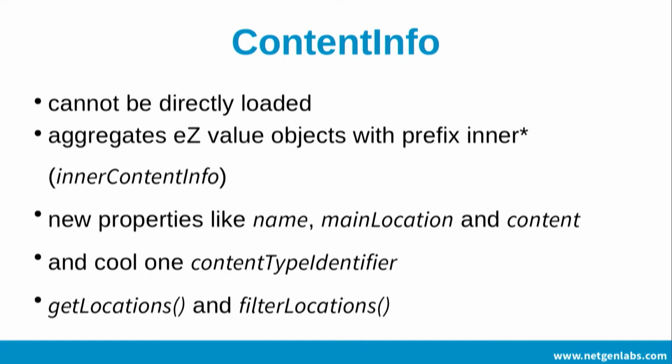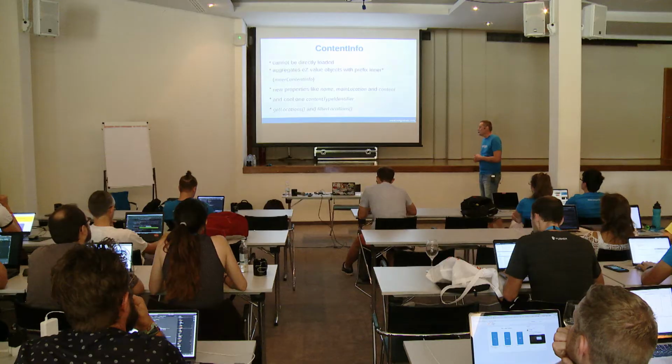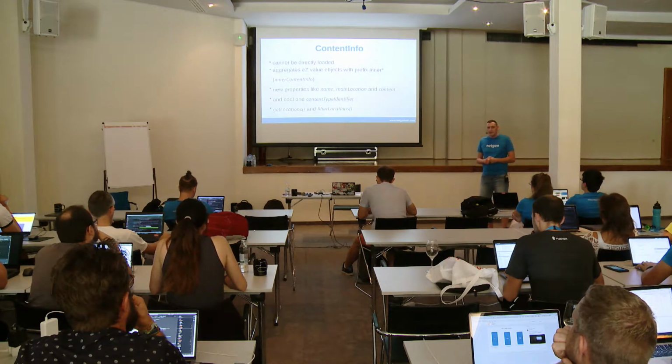Okay, we have content info. Content info is somehow like a proxy object, because you cannot get it directly loaded. There is no method in the filter service, load service, and find service that directly loads the content info, because there is no need for it, because we have the lazy loaded content object. Also, content info has an eZ value object inside, prefixed with innerContentInfo. You also have properties the same as on content, like name, main location, and content, of course, to get the true content of this. And one pretty interesting property is the content type identifier.